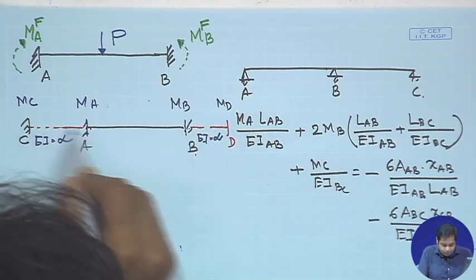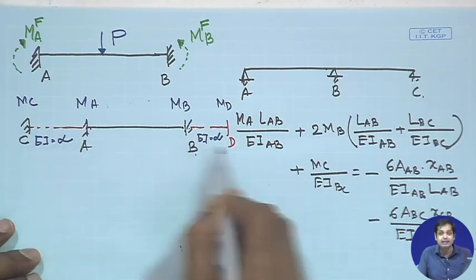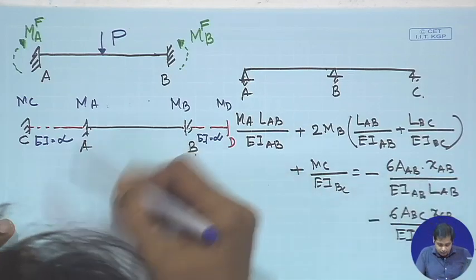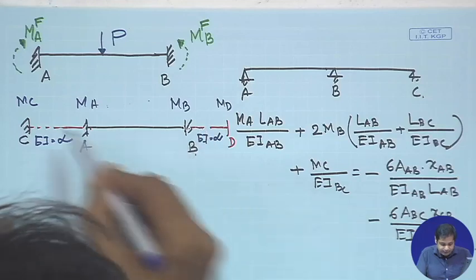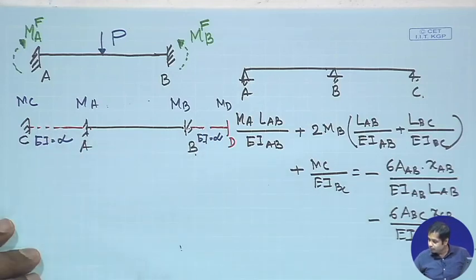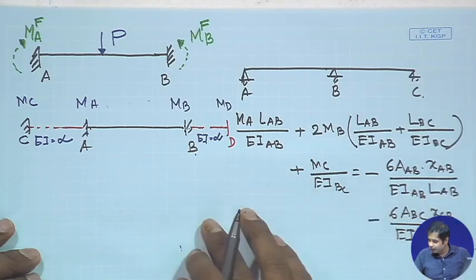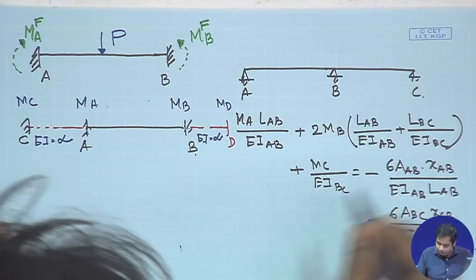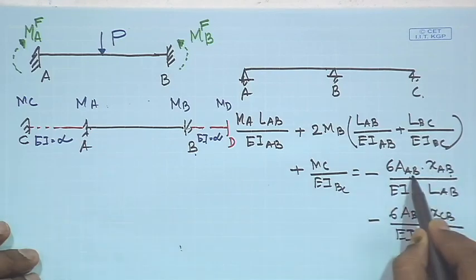Since for this span and for this span EI is infinity, and we have a 1/EI term in this equation, the corresponding term for this and for this segment will be 0. And finally, the equation that we get is this. And what is A_B and A_B?